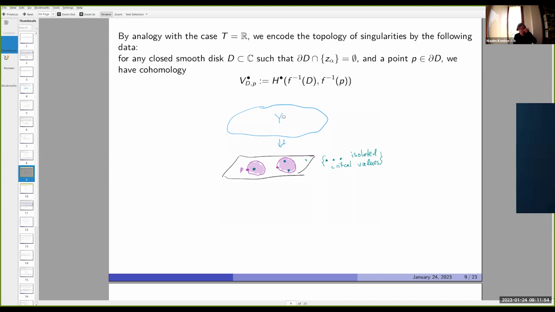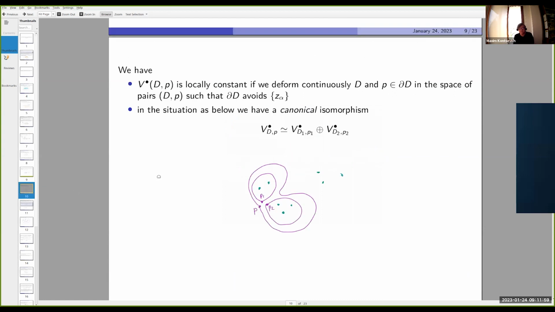So we get this analog of the one-dimensional data. And what are the properties? It's actually a complex, an object of the derived category, and these are locally constant if we deform continuously the disk and the point in the space of pairs for which the boundary of the disk avoids this critical locus. And in the situation as below, when we have, let's say, two disks which are almost touching each other, and we consider something like the join, we have a canonical isomorphism. It's not an exact triangle, it's actually really a direct sum decomposition.